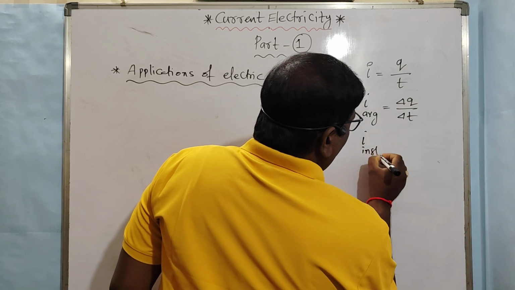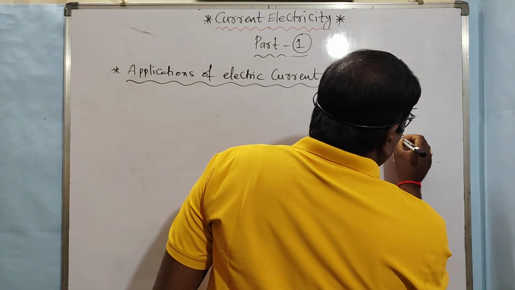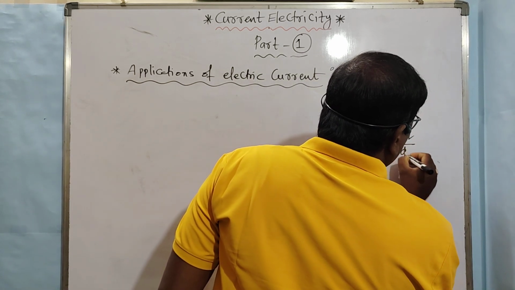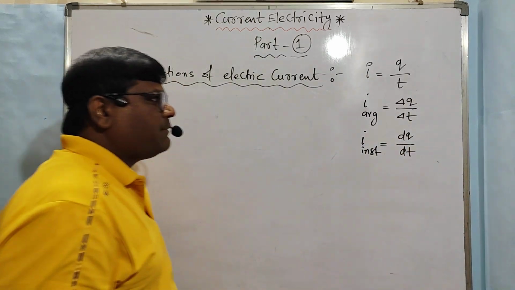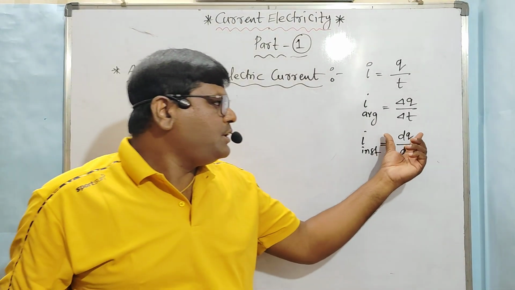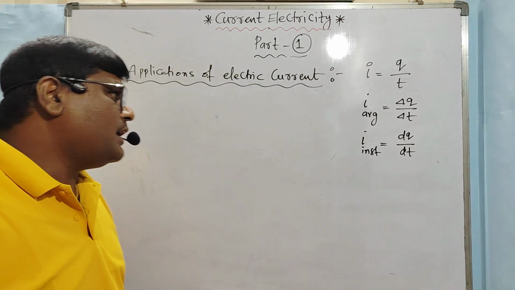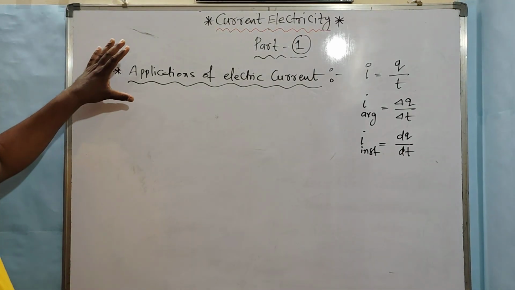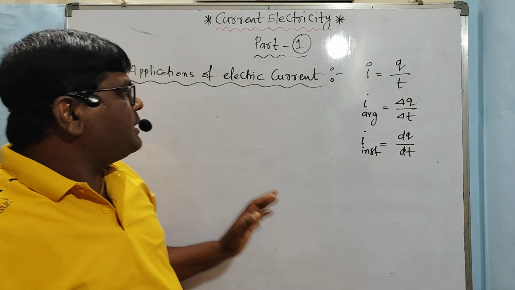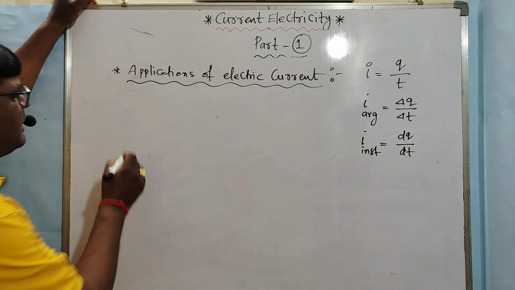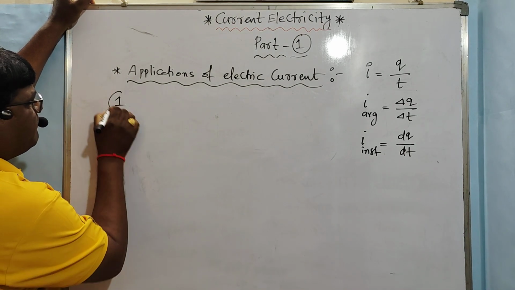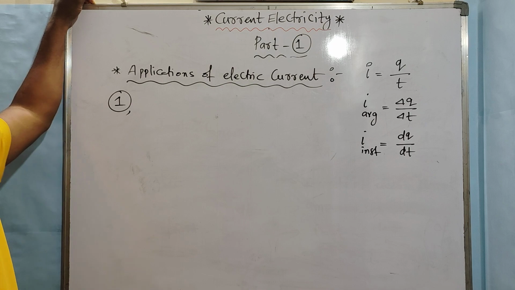Instantaneous current is equal to dq by dt. At a particular instant of time, how much charge is flowing through the conductor is given by this. That is the instantaneous current, of course. These formulas can be used in how many different ways? First, number one.